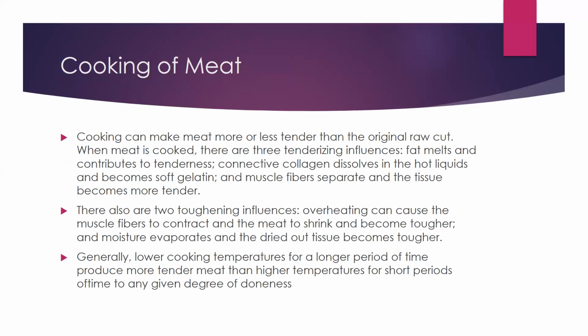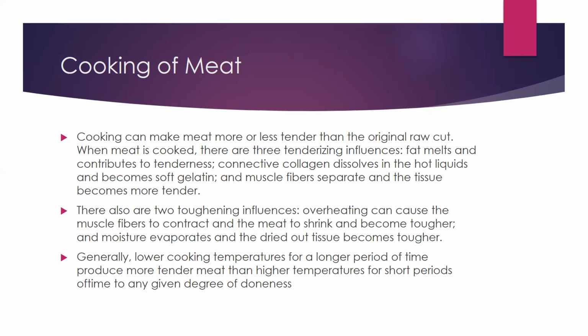Last is cooking of meat. Cooking can make meat more or less tender than the original raw cut. When meat is cooked, there are three tenderizing influences. Fat melts and contributes to tenderness. Connective collagen dissolves in the hot liquid and becomes soft gelatin, and muscle fibers separate and the tissue becomes more tender. So these three tenderizing influences occur during cooking, and there are also two toughening influences which also occur.